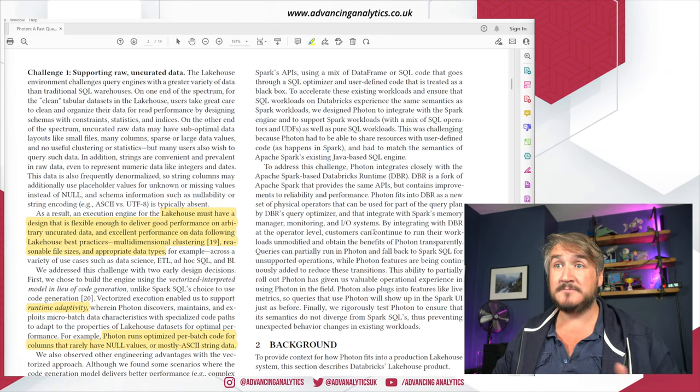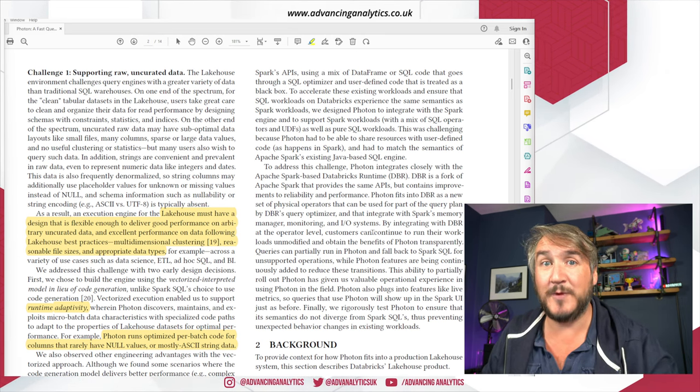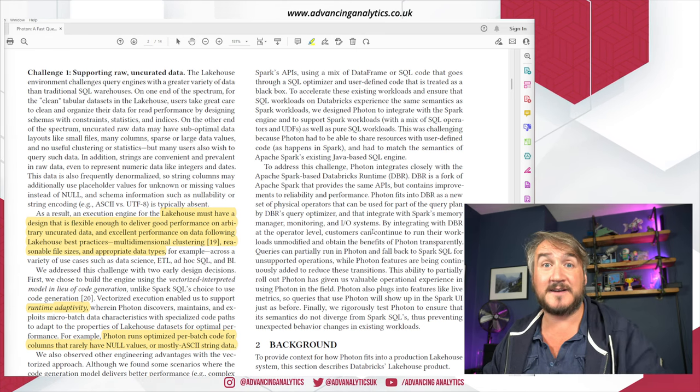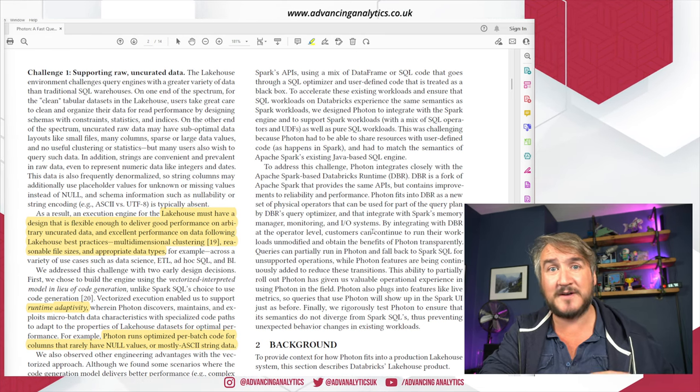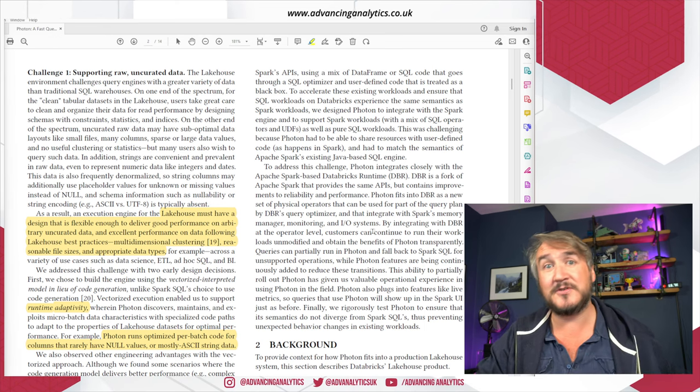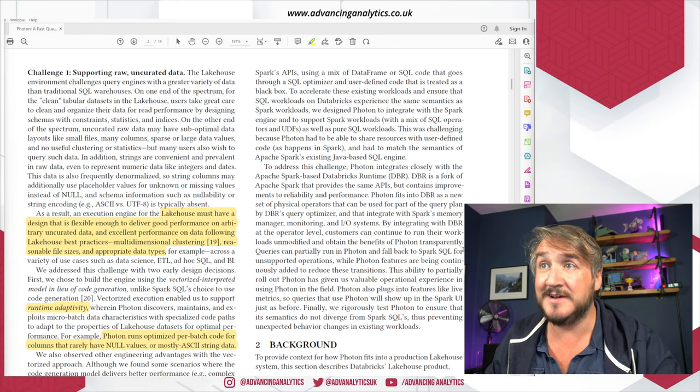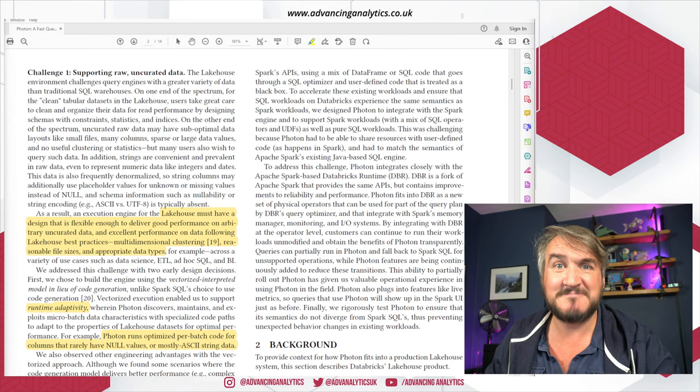So whatever they built had to slot into the existing way that Spark works. It had to talk really nicely. You do a bit in Photon, pass it back to Spark SQL. Bit in Spark SQL, pass it back to Photon. And that had to work really, really nicely. So they're the two challenges.